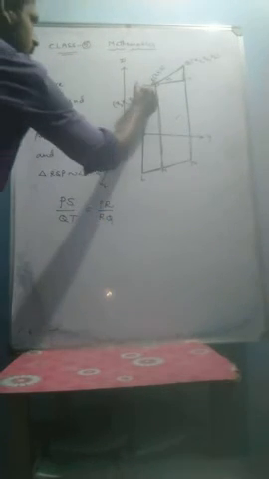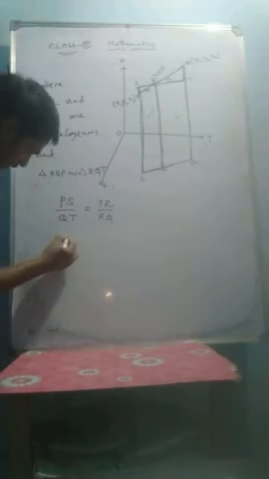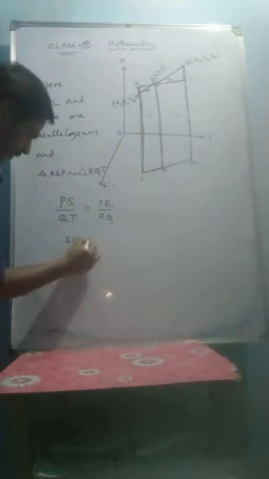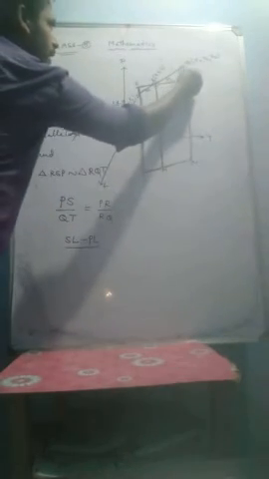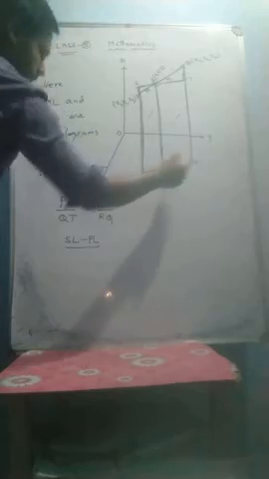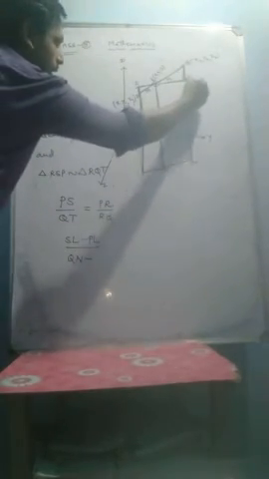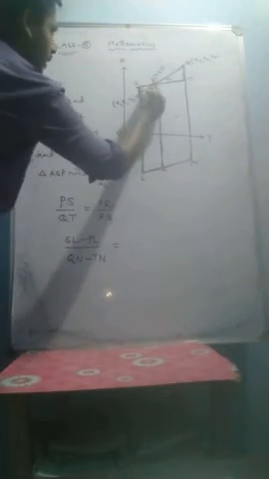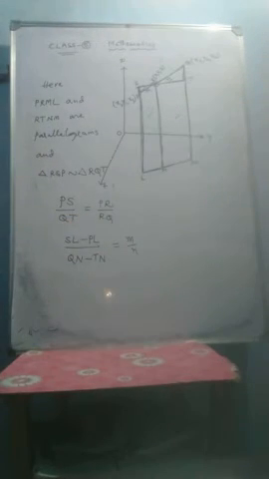So this PS we can write as full SL minus PL. Then we can get PS by this QT. This QT we can write as full QN minus TN. Then we can get QT, that is equal to, what is PR? PR is equal to M. What is RQ? RQ is equal to N.